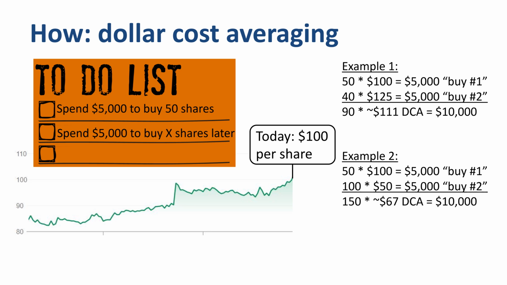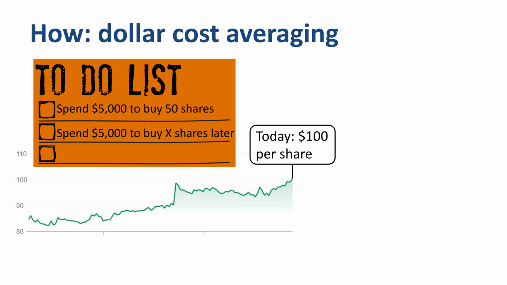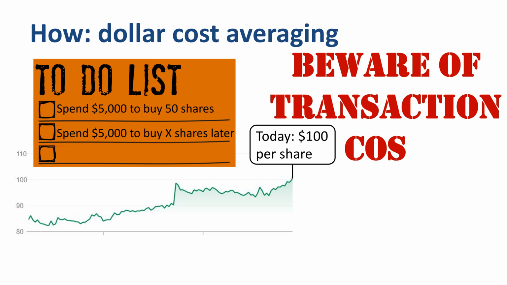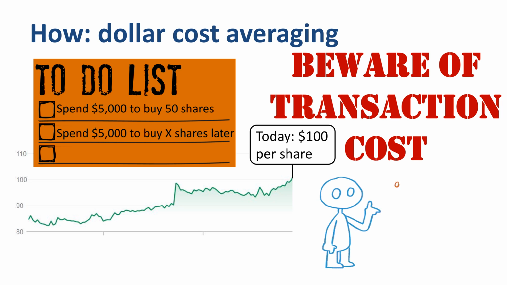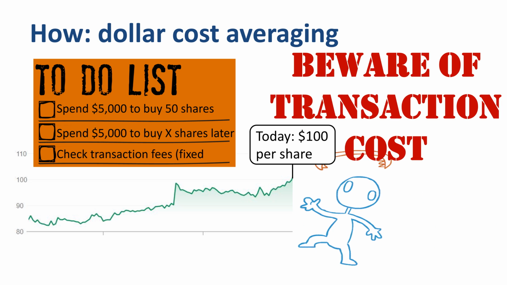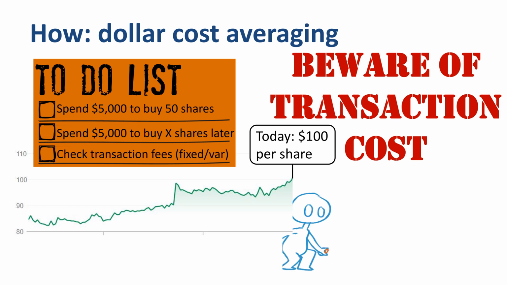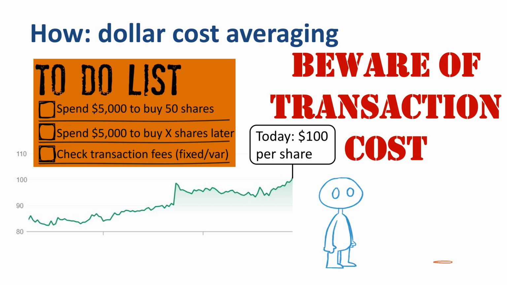Where's the catch in DCA? Are there any downsides to dollar cost averaging? There could be. Beware of transaction costs. These could be higher if you split your purchase over multiple buys rather than invest one lump sum. Don't let the transaction cost monster eat up your investment returns. What you need to add to your to-do list is to check the transaction fees with your broker. These might include a fixed component per transaction as well as a variable component related to the size of the order.